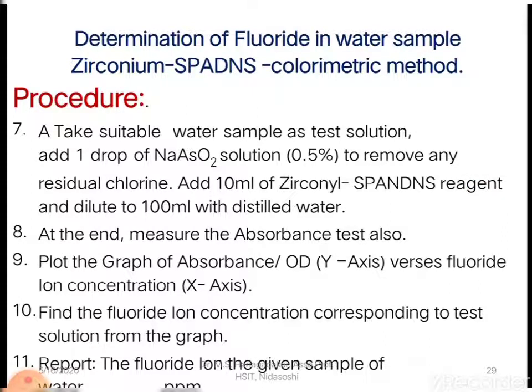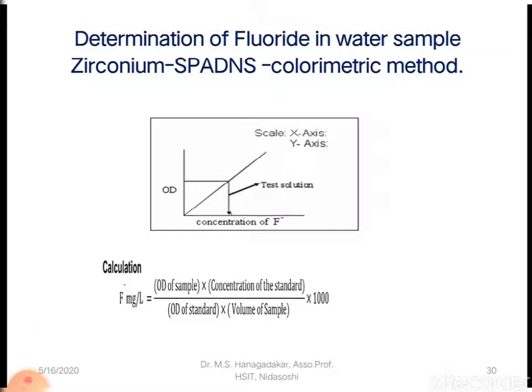Then plot the graph of absorbance or optical density along the Y scale versus fluoride concentration along the X scale. Then the 10th point, find the fluoride concentration corresponding to the test solution from the graph. Then finally, you have to write the report: the fluoride ion in the given sample is equal to dash ppm from the graph. So this is how you have to plot the graph here. Optical density of the test and standard solutions is taken along the Y scale, whereas concentration in terms of ppm is taken along the X scale. So here, as the concentration of fluoride increases, optical density also increases. You are getting a set of points that fall on a straight line passing through the origin. This is the verification of Beer-Lambert's law.